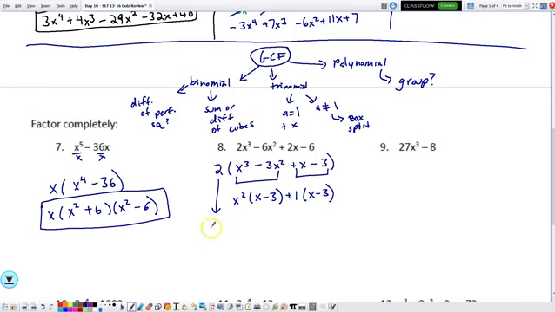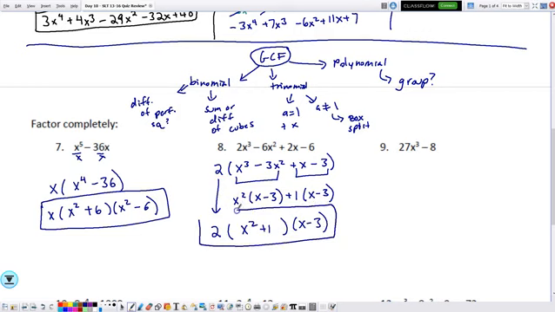Now I can rewrite this as 2, and now x squared plus 1 times x minus 3. And x squared plus 1 is addition, and that's not x cubed, it's x squared, so that's how I know it's done. Number 9, does it have a greatest common factor?